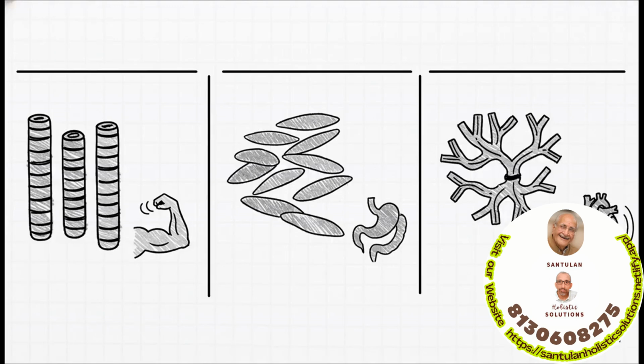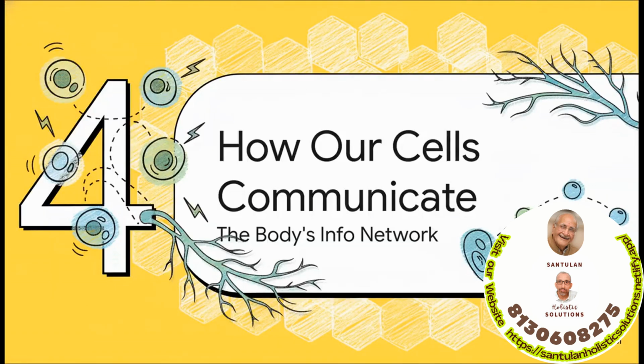Then you have smooth muscle cells, which are shaped differently, and they handle all the involuntary stuff, like digestion. And then there are the cardiac muscle cells in the heart, totally unique, designed to pump nonstop for an entire lifetime. Understanding this is key because our treatments have to be targeted to the specific type of cell and tissue we're working with.